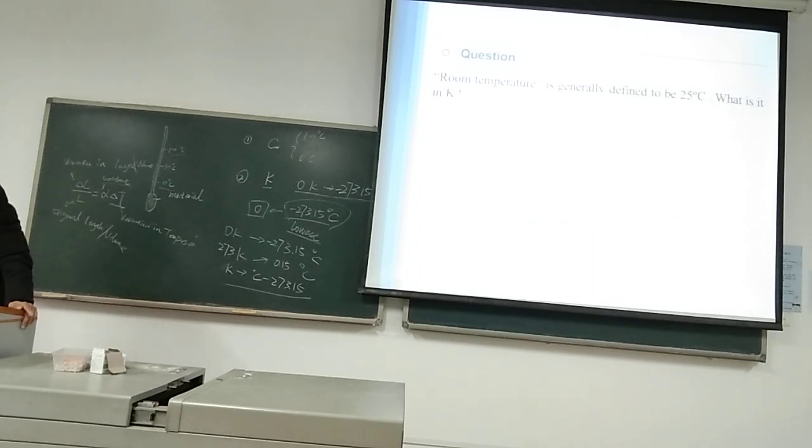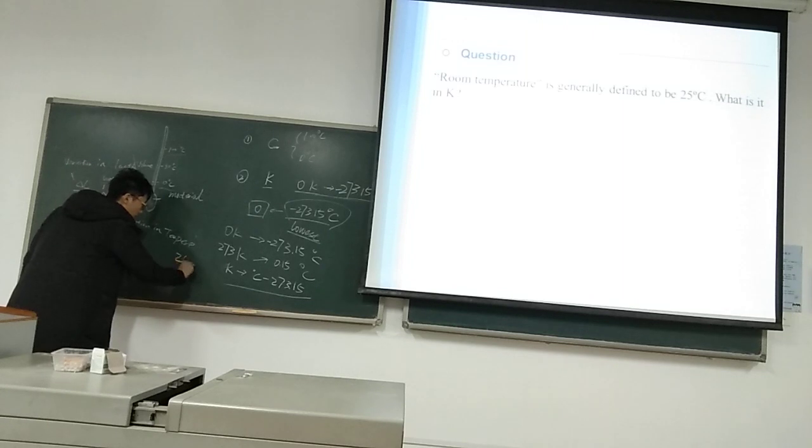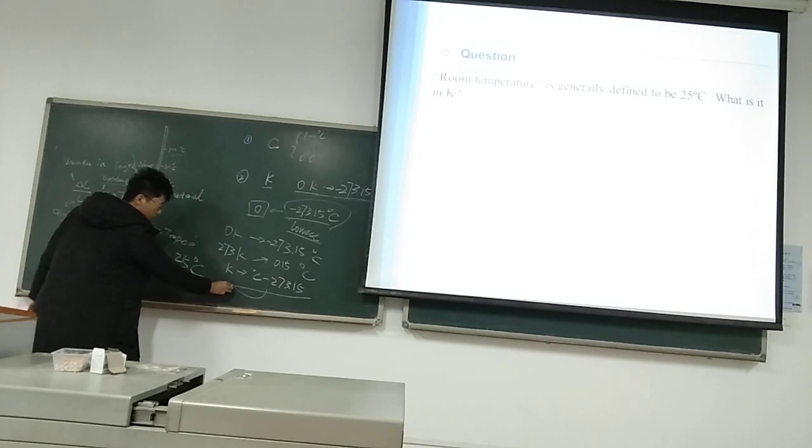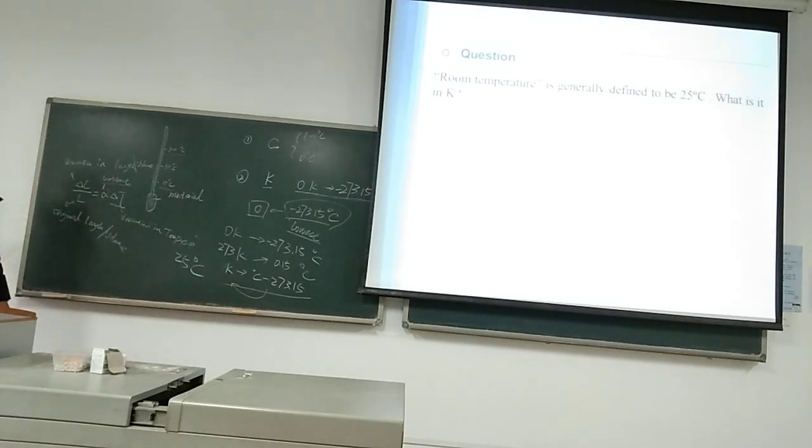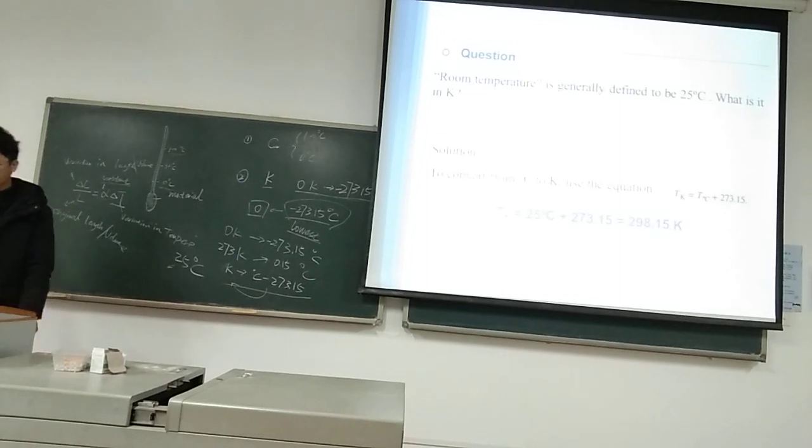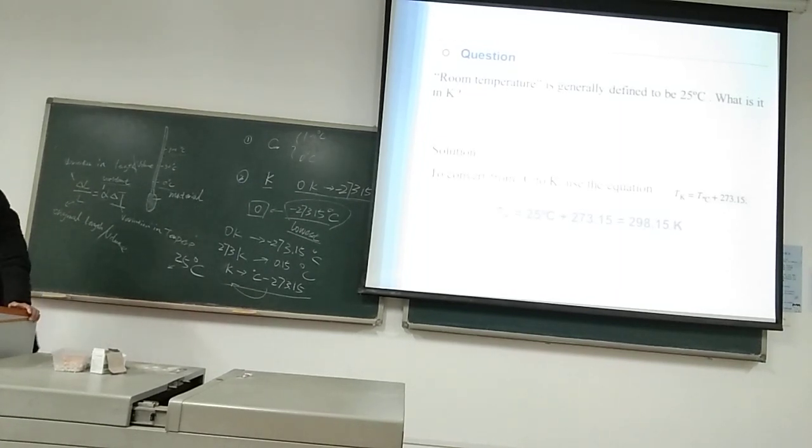Room temperature is generally defined to be 25 centigrade. What is this in Kelvin temperature? How to calculate it? To change 25 centigrade into Kelvin temperature, just add 273.15, and the final result is 298.15 Kelvin.